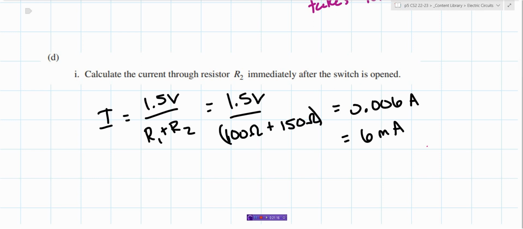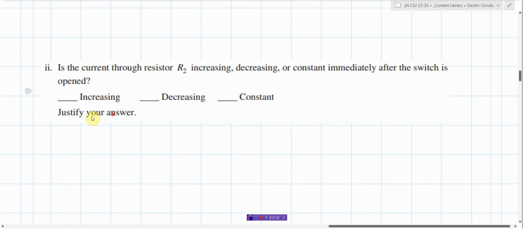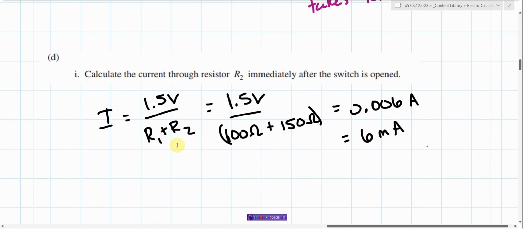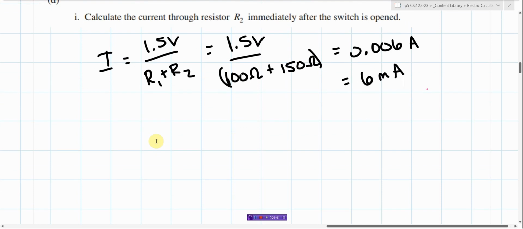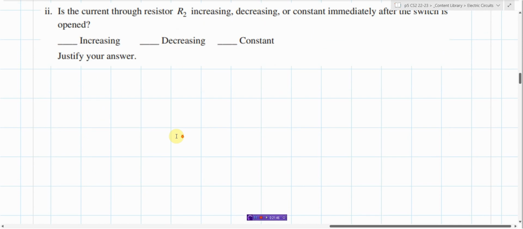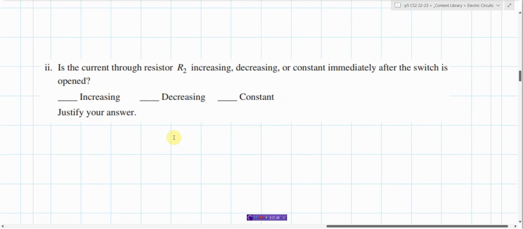All right. Part 2. Oh man, we've already passed 20 minutes. I'll try to finish this fast. Is the current through resistor R2 increasing, decreasing, or constant immediately after the switch is opened? Well, right when the switch is opened, we get that much current. But as time goes on, the capacitor is discharging, which means the potential difference across it is going to get smaller, which means the current's going to get smaller. Or you could just say current decays as you discharge a capacitor, so it's going to be decreasing.